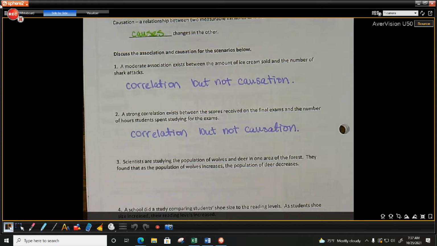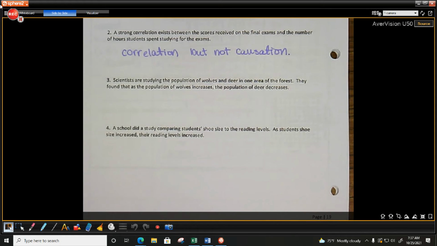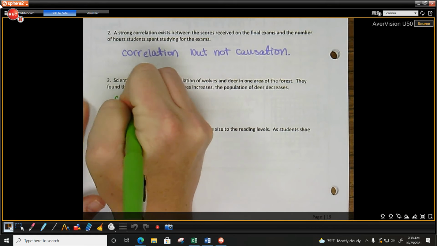Number 3. Scientists are studying the population of wolves and deer in one area of the forest. They found that as the population of wolves increases, the population of deer decreases. So let's think, does this logically make sense? The more wolves there are, the fewer deer there are. Yes. Why? Because the wolves eat the deer. So what is the cause of the decrease in the deer population? More wolves. So do you think this is correlation or causation? This is causation. The cause of the decrease in the deer population is the increase in the wolf population.